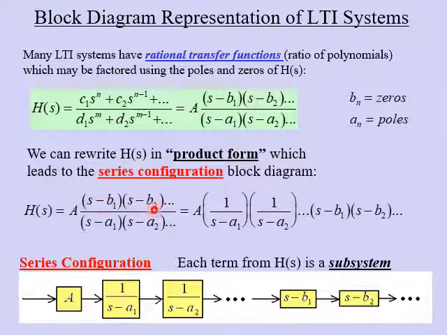And then for the numerator terms, we simply have s minus b1, you can see that's written here, s minus b2, etc. So when we write it in product form like this, this directly leads to the series configuration of a block diagram. What you see down here is that each one of these subsystems, these yellow boxes, corresponds to one of these terms of the transfer function. So there's a direct way to express the transfer function in terms of a serial or cascade architecture of the system.